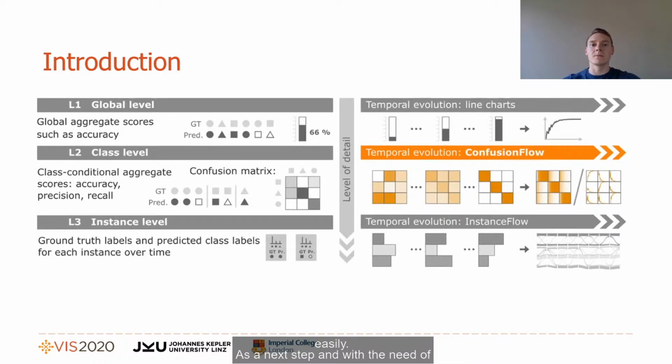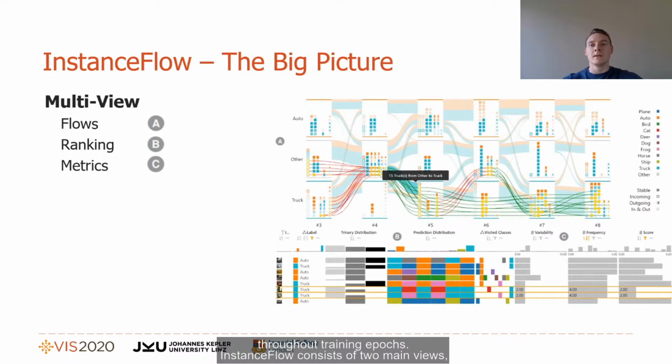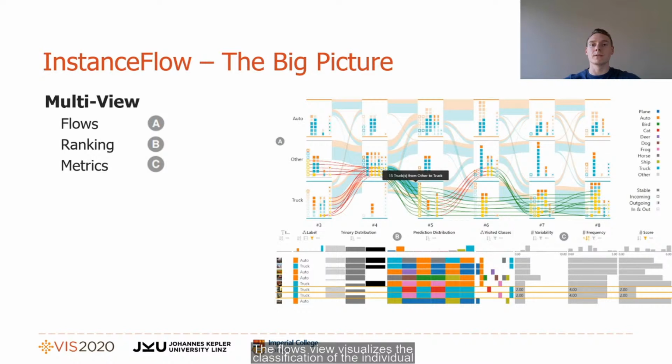As a next step, and with the need of accessing specific instances directly, we built and now present Instance Flow. The interactive visualization tool allows machine learning experts to inspect individual instances and their predicted class labels throughout training epochs. Instance Flow consists of two main views, the flows view on the top and the instance ranking view on the bottom. The flows view visualizes the classification of the individual instances throughout the epochs using different aggregation levels.